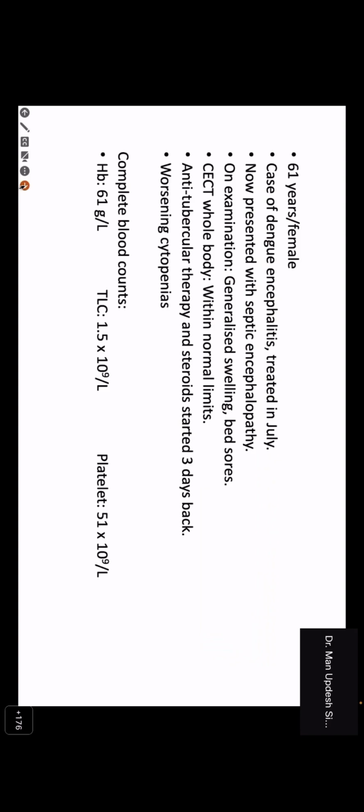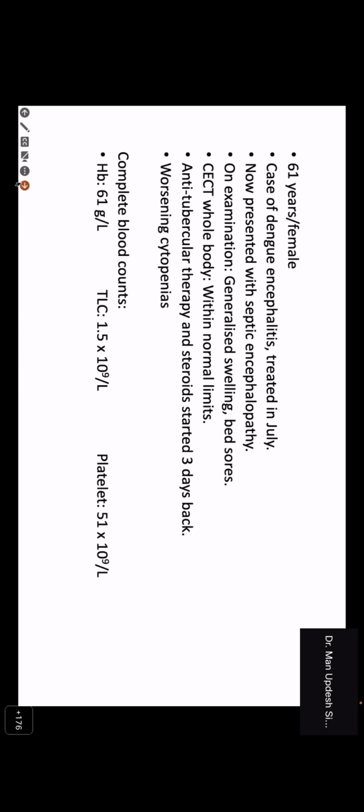We start. So this is a 61-year-old female. The patient had dengue infection a few days back and resolved, but presented with septic encephalopathy. On examination, the patient had generalized swelling and bed sores, so was in bad shape clinically. CECT examination did not reveal any organomegaly, lymph nodes, or any gross abnormality. The patient was started on anti-tubercular therapy and steroids just 3 days before the marrow was done, and still had worsening cytopenias. So there is anemia, leukopenia, and thrombocytopenia in this patient.